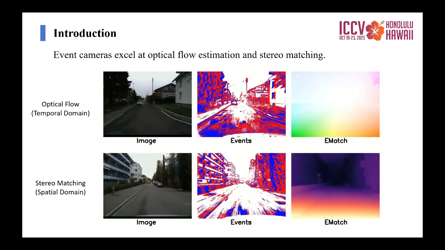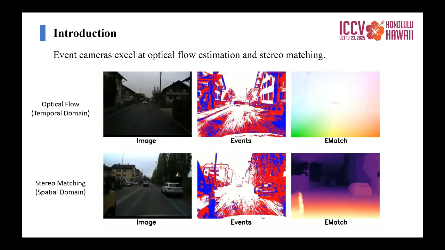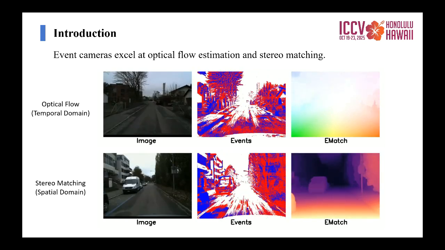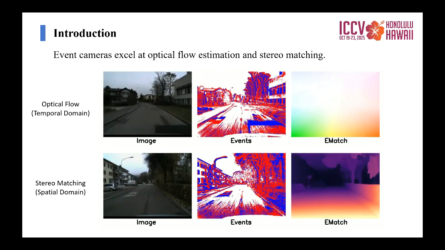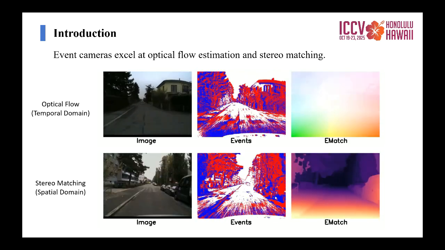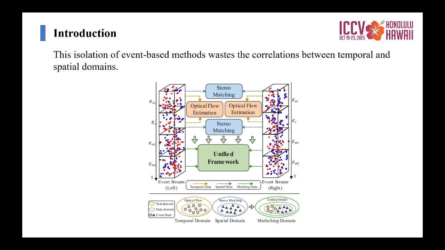optical flow estimation that captures motion over time, and spatial tasks like stereo matching that measures disparity between two viewpoints. However, most existing works treat these as separate problems, designing distinct models for each. This separation overlooks the strong correlation between temporal and spatial domains. In essence, both tasks are about matching pixels across event streams. So we asked, can we build a single model that handles both optical flow and stereo matching efficiently and accurately? That's the motivation behind EMatch.